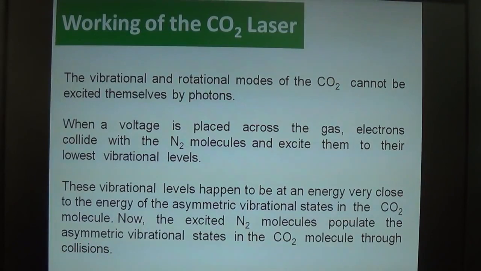So the excited N2 molecules basically populate the asymmetric vibrational states in the CO2 molecule through collision. So this is our first point, how we are populating the CO2 molecule states. We are populating CO2 molecule states by using N2, nitrogen gas. First of all, nitrogen gas, as I said here, is excited with the help of electrons colliding with the N2 molecules, right? So this is the way.